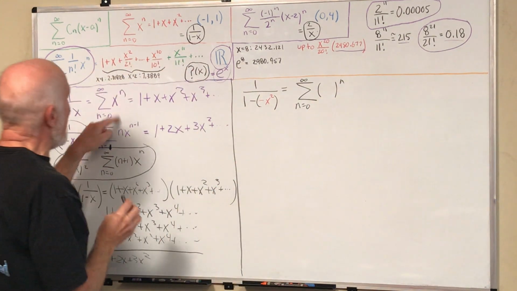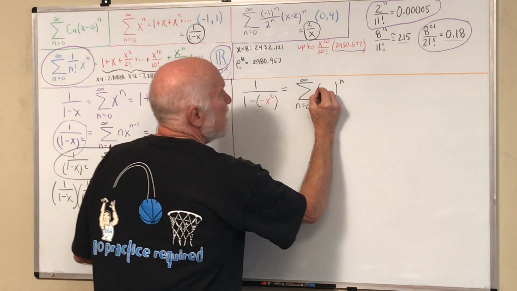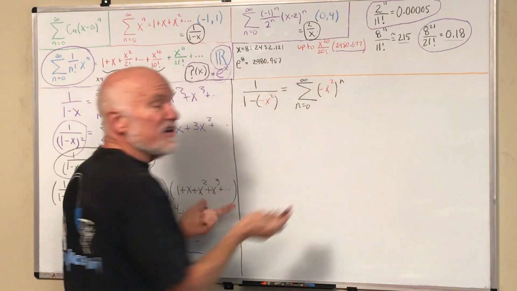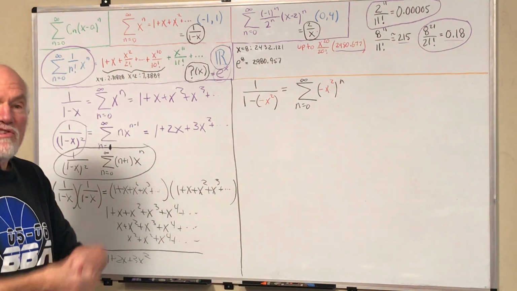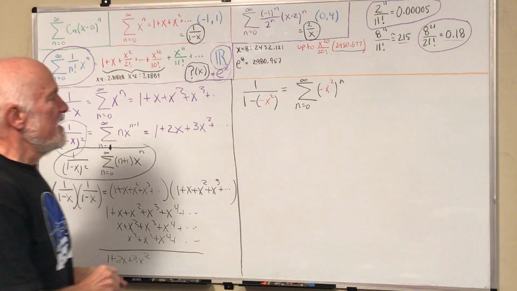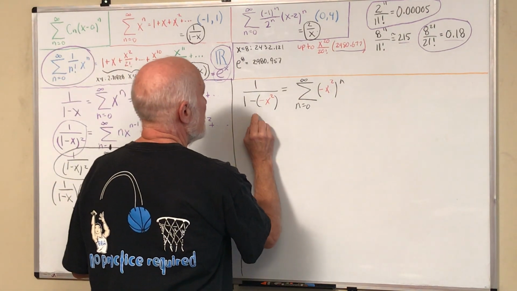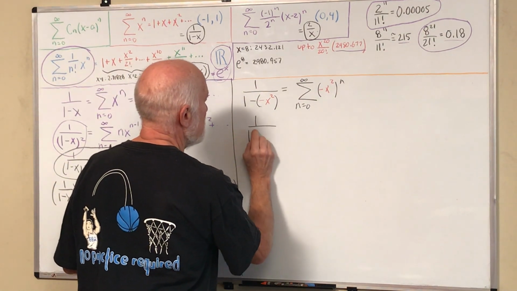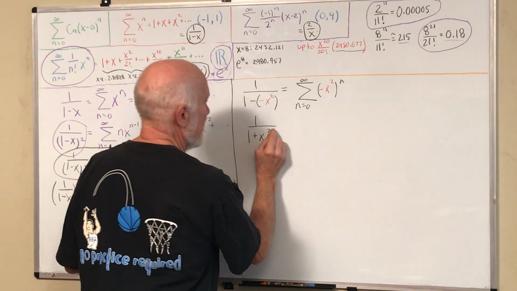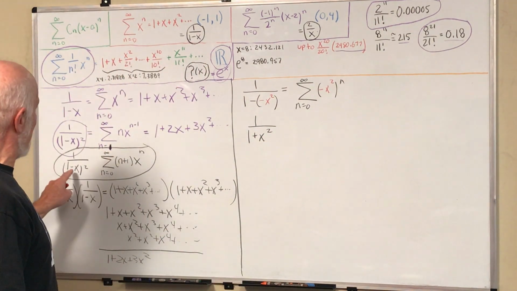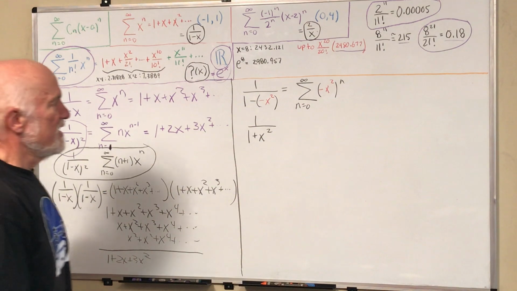In place of x, I'm going to put in minus x squared. This is not an unusual thing to do. I'm just plugging something into a function. So what do I end up with? A new function, 1 over 1 plus x squared. That's not the same thing as this function.